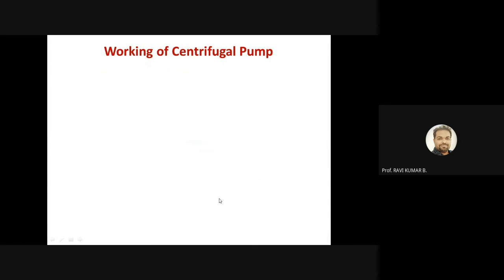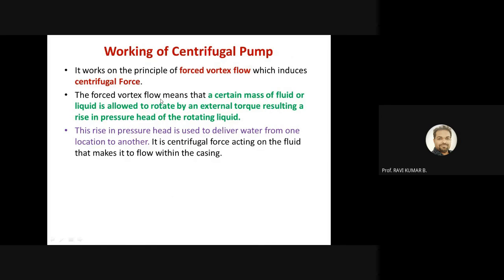So now, working of the centrifugal pump, I hope this is clear. The centrifugal pump works on all those centrifugal effects. So we can say it works on the principle of forced vortex flow, which includes the centrifugal force. Forced vortex flow means a certain mass of liquid is allowed to rotate by some external torque, resulting in a rise in the pressure head of the rotating fluid. This rise in the pressure head is used to deliver the water from one location to another location. So it is the centrifugal force acting on the fluid that makes the flow happen within the casing.